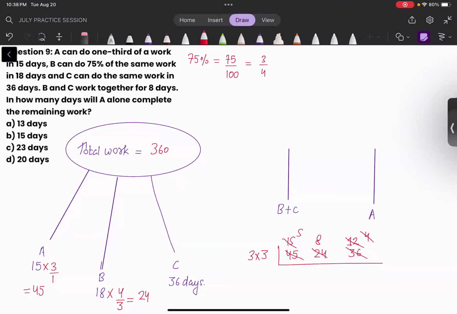360 is the smallest. Okay, so work rate of A will come out to be 360 divided by 45, so 8. 360 divided by 24, 24 into 5 into 3, 15. 360 divided by 36, that will give you 10. Okay, so these are the work rates of A, B and C. Anything doubtful till now? Confirm this please.